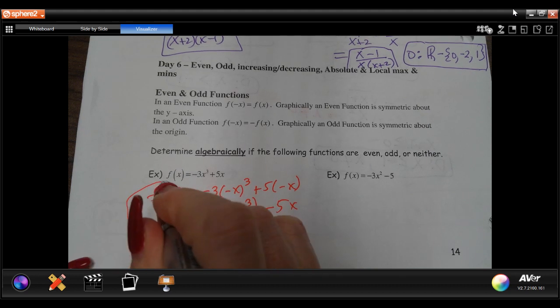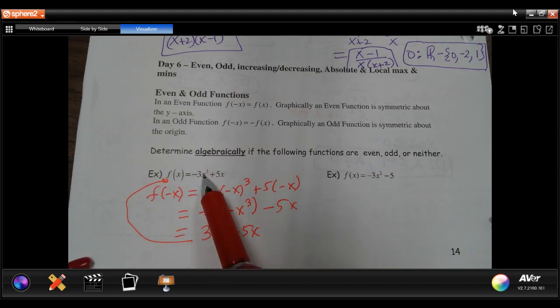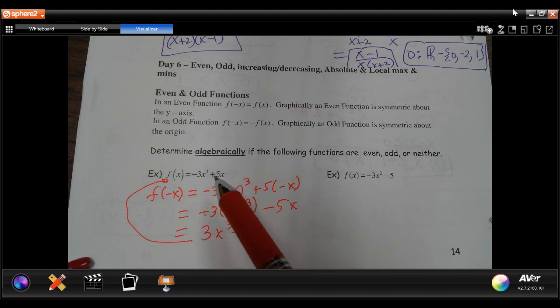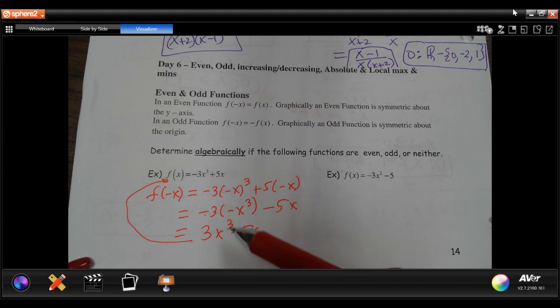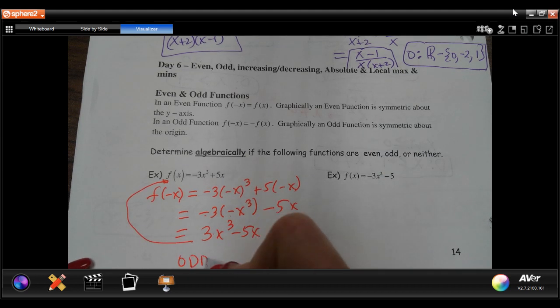Okay, so comparing it to the original, the 3x cubed is negated, opposite signs, so is the 5x. So this negated will give me that. So this is odd.